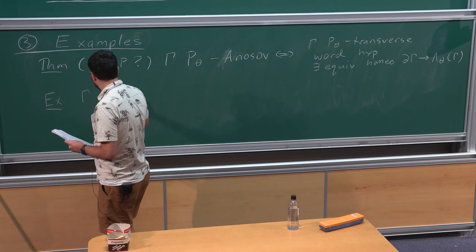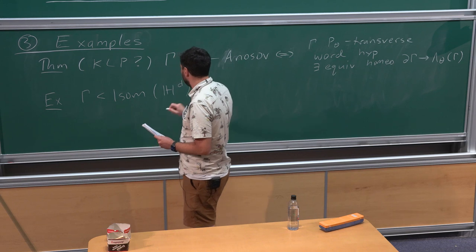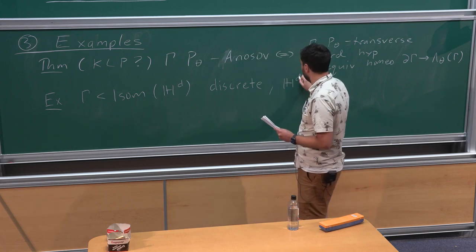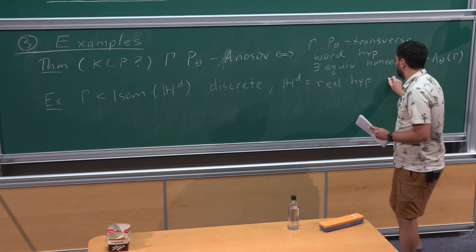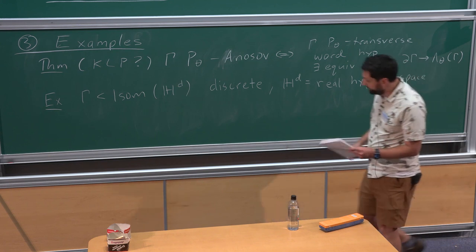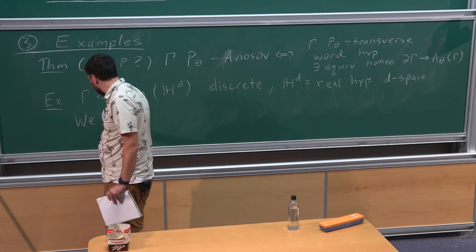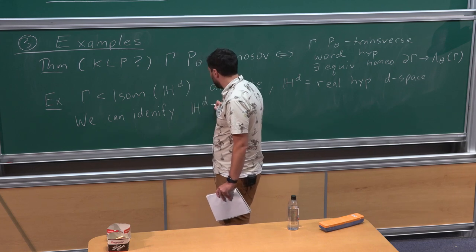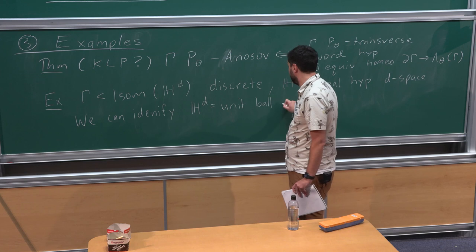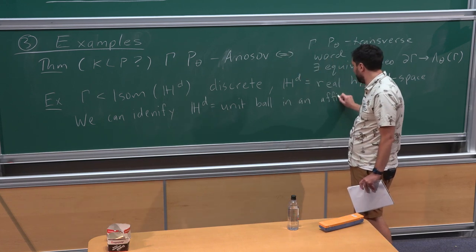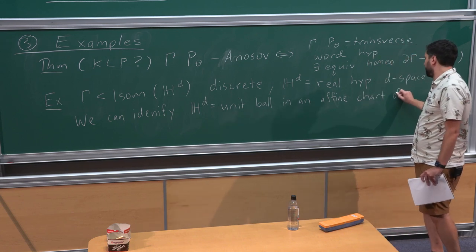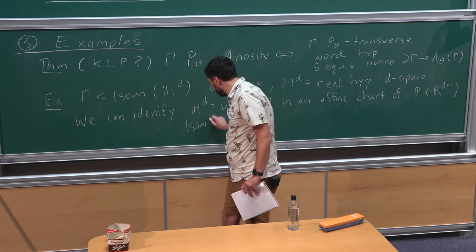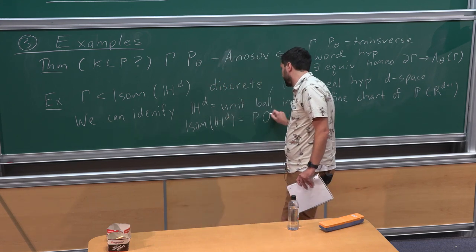Another example is if we have a discrete subgroup of the isometry group of H^d, where H^d is real hyperbolic d-space. This is another example. We can identify H^d with the unit ball in an affine chart of projective space, and then we can identify the isometry group with PO(1,d).